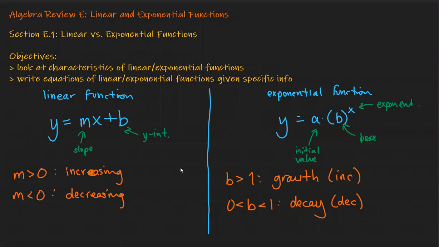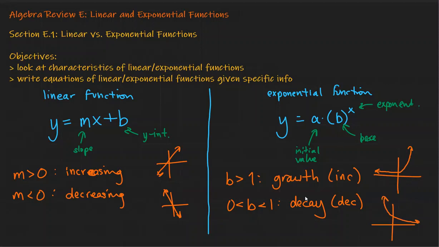And just a few little pictures just to show you what that means. Increasing, positive slope, it's going upward. Negative slope, decreasing, it's going downward. An exponential function that's growing, exponential growth, we have this kind of curve shape where it starts off kind of small and then blows up eventually. Our exponential decay is backwards. It starts pretty big, but then it gets really, really small as you go onward. They're kind of like flipped versions of each other.